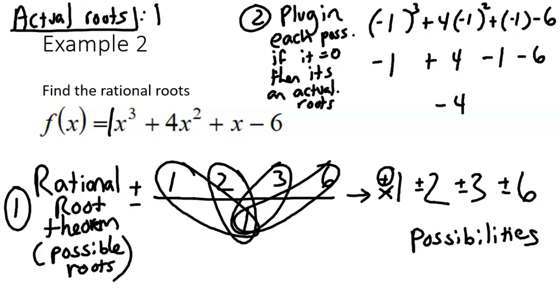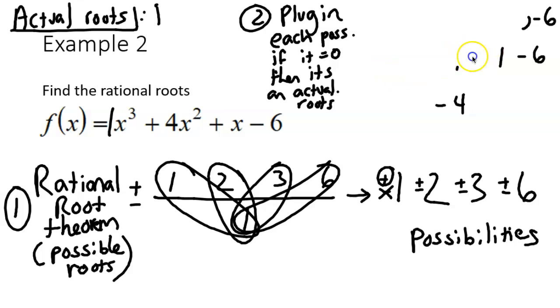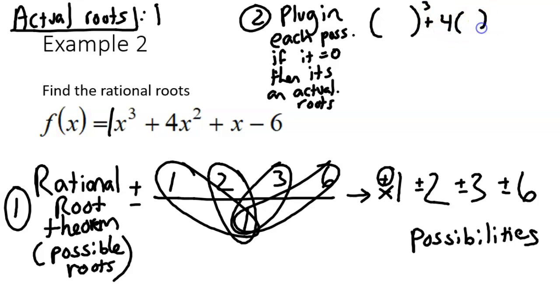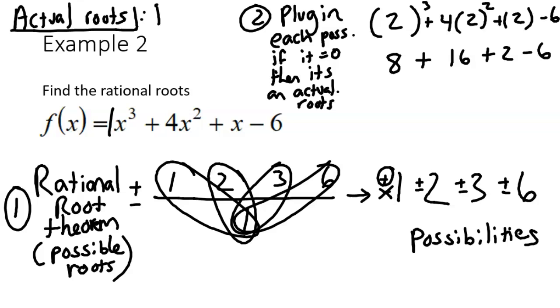All right, let's go ahead and see if we can find another one here. Let's try plugging in 2. And basically, you just keep doing that. Now that's a little bit tedious, I understand that, but hopefully you guys got the idea. So I'm going to try plugging in a positive 2. Let's see if that works for us. We have 8 plus 16 plus 2 minus 6. That's going to be 20. So positive 2 is not a root.